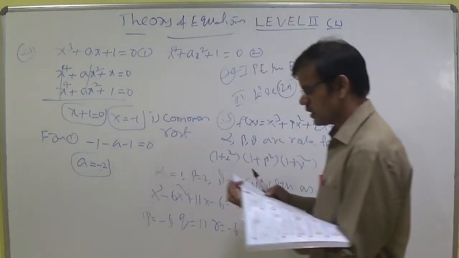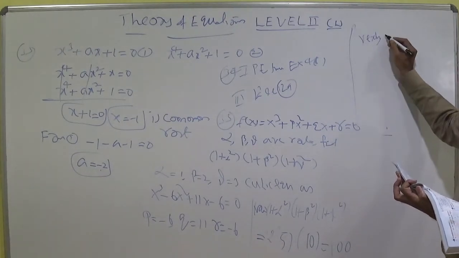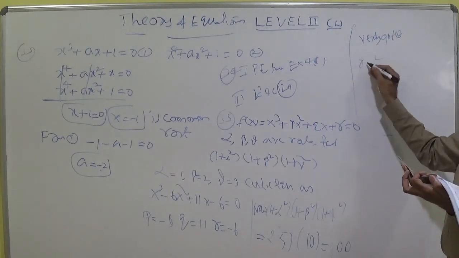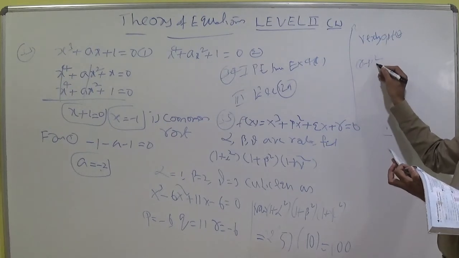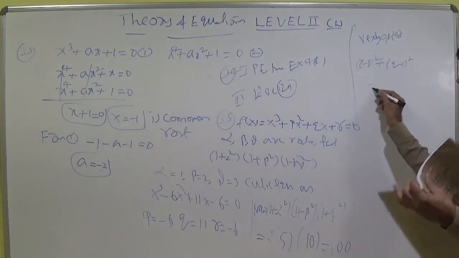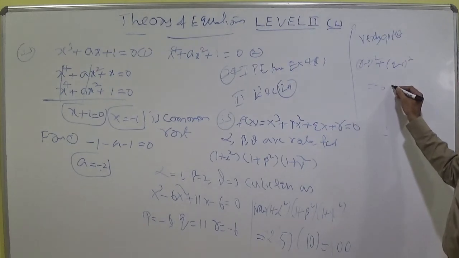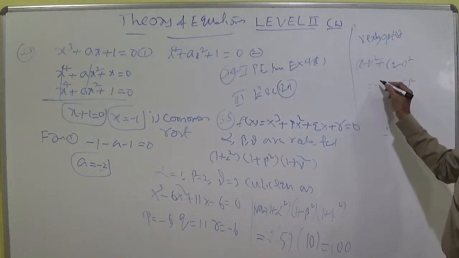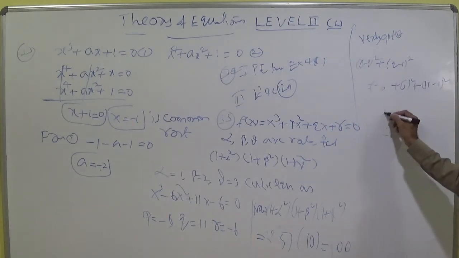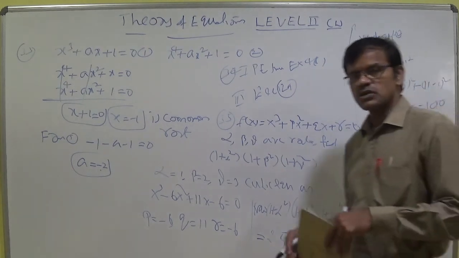Depending on this value, we need to verify the options. Verify option 2: r minus p whole square plus q minus 1 whole square. What is r here? r means minus 6. Minus 6 plus 6 whole square, plus q means 11, 11 minus 1 whole square. This is 0 plus this is 100. So we got 100. This is a shortcut.